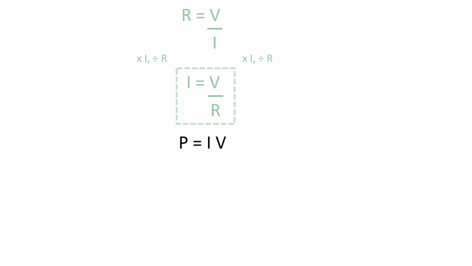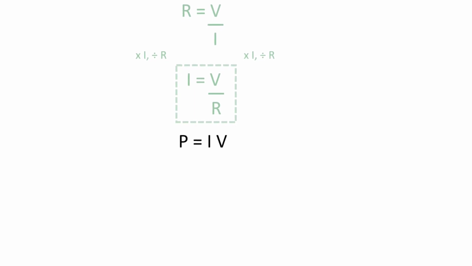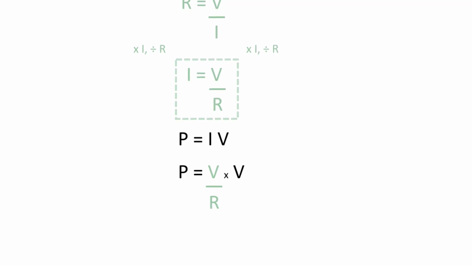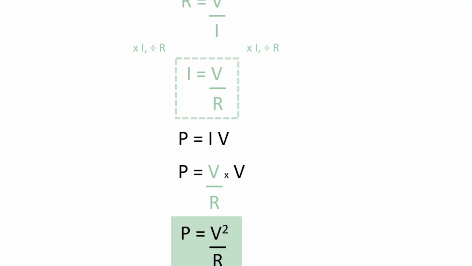We can do something very similar to derive the second equation. Start off with our definition of resistance, multiply each side by I and divide each side by R, and that gives us I equals V over R. Then go to our definition of power, power equals current times voltage, and this time instead of I we're going to write V over R. So P equals V over R times V, and that simplifies to P equals V squared over R.